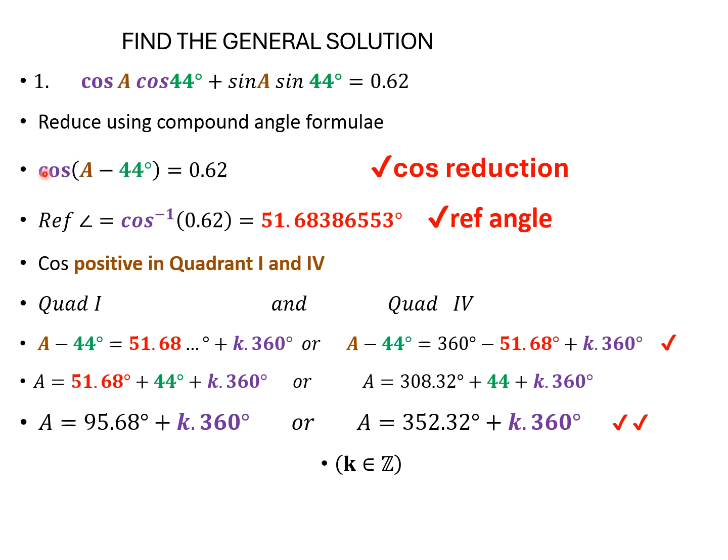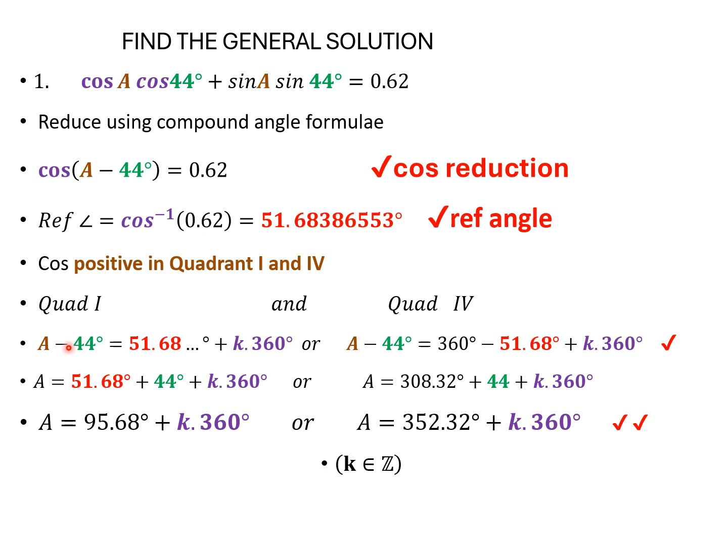So therefore I can press shift cos 0,62. That gives me a reference angle of 51,68, etc. degrees. Right? And cos is positive. So it's positive in quadrant 1 and quadrant 4. So for quadrant 1 I have A minus 44 equal my reference angle plus k times 360 because it's cos, right? Or for quadrant 4 I would have A minus 44 equal 360 minus the reference angle plus k times 360.